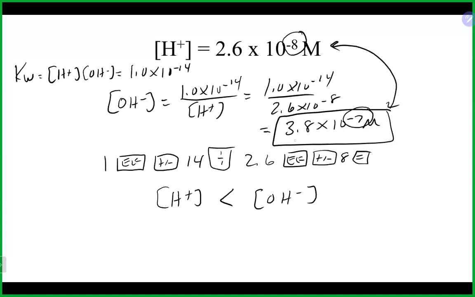When you have a negative exponent, the smaller negative exponent is actually the larger number. That's because in this case, we're going 7 places this way and putting zeros, but here we're going 8 places that way and putting zeros, which makes it a smaller number. So in this case, the hydroxide is bigger, which means this should be basic. Any questions on that one?